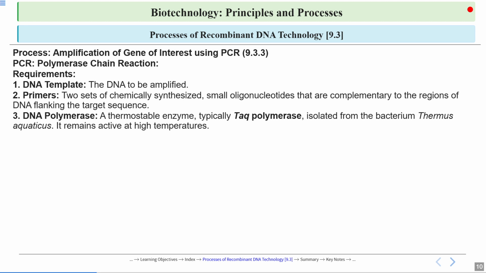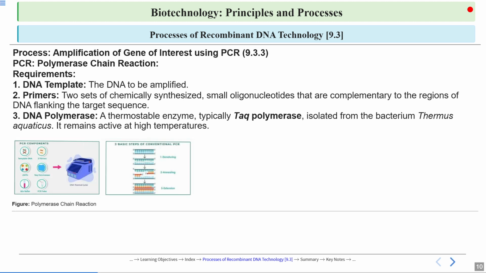Because the steps we follow in PCR, which we're going to talk about in the next slides, are steps which need high temperature. That's the reason we use this DNA polymerase, because it can withstand even high temperature. It is a very thermostable enzyme.